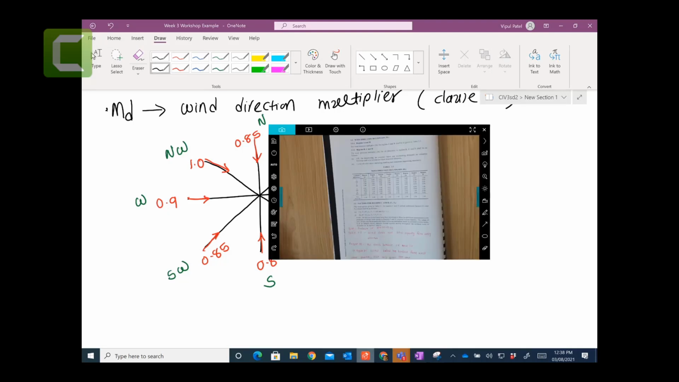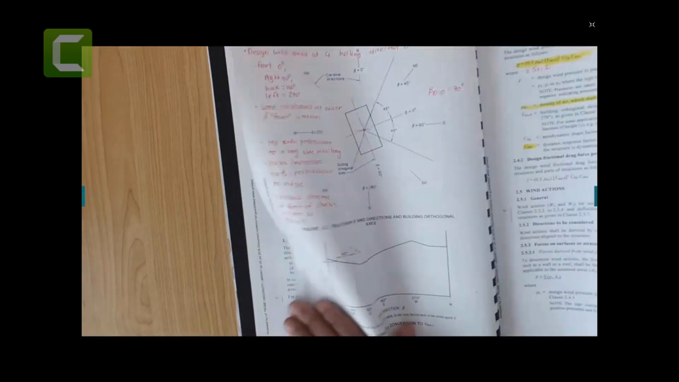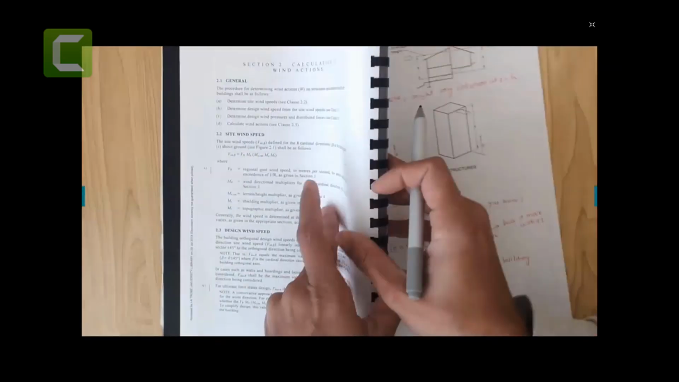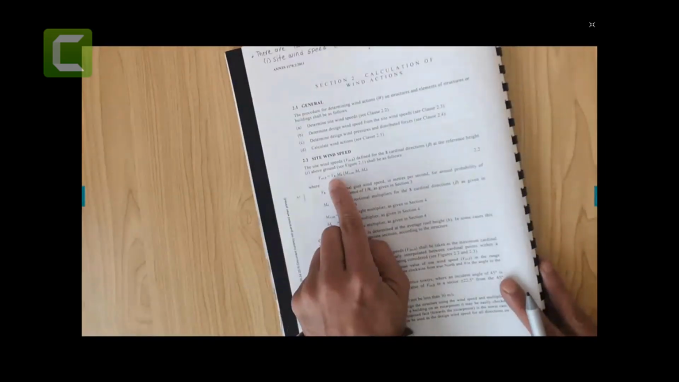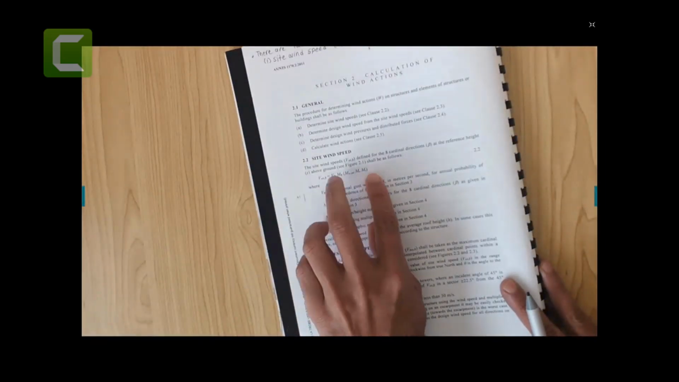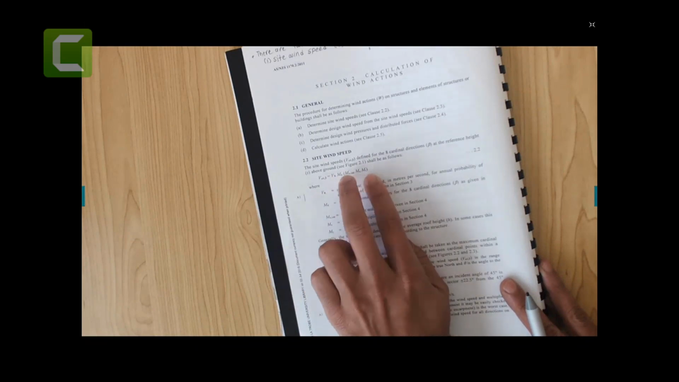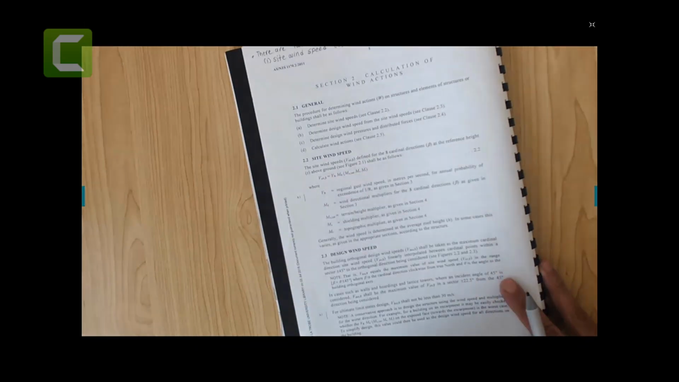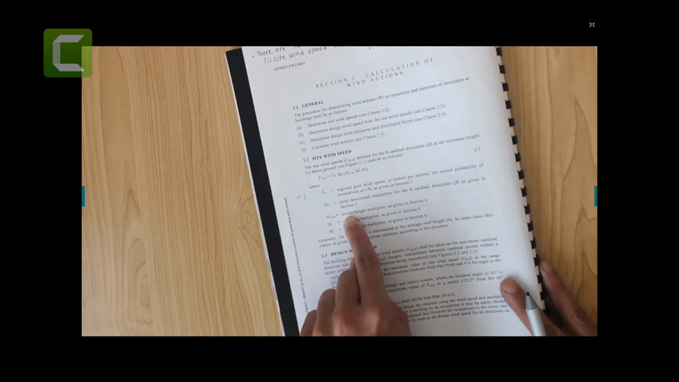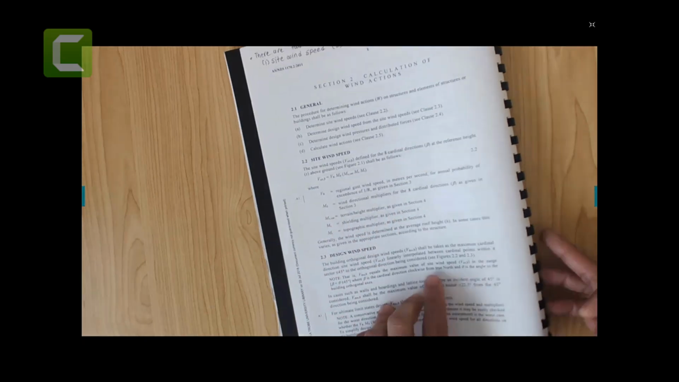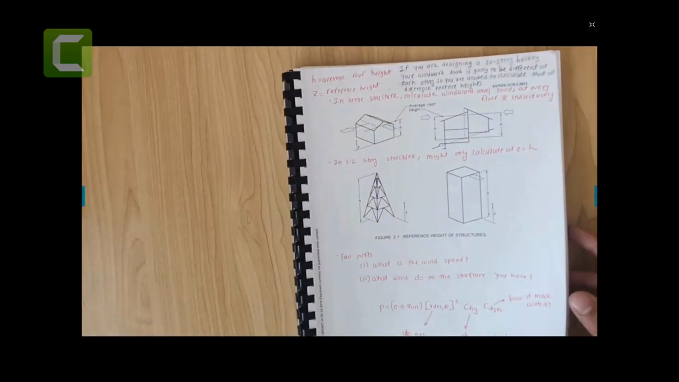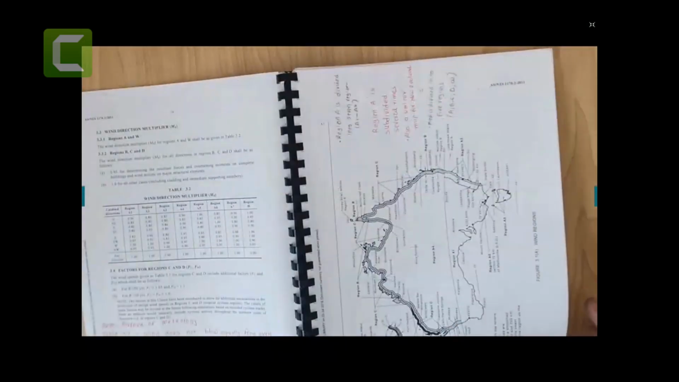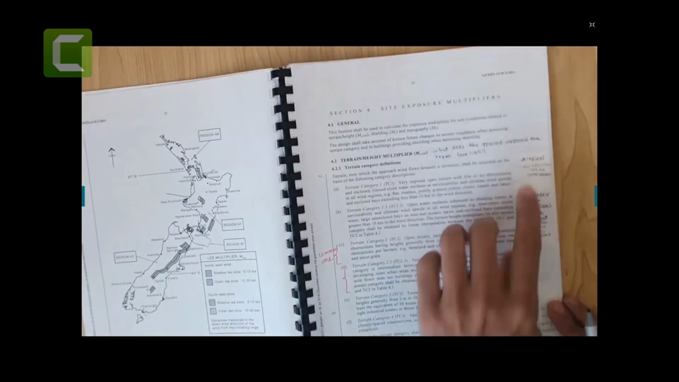All right, so next one, we are going to go back here, our magical page. That magical page will tell us everything that we have done: VR, empty. Now these three, they put in the bracket. We call them site exposure multipliers, and the first site exposure multiplier is called terrain height multiplier, and that is given in section number 4. So let's go there.